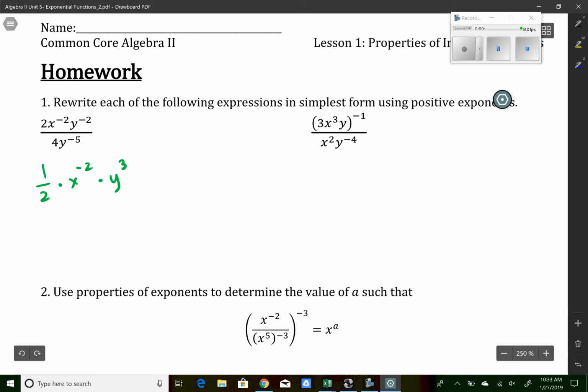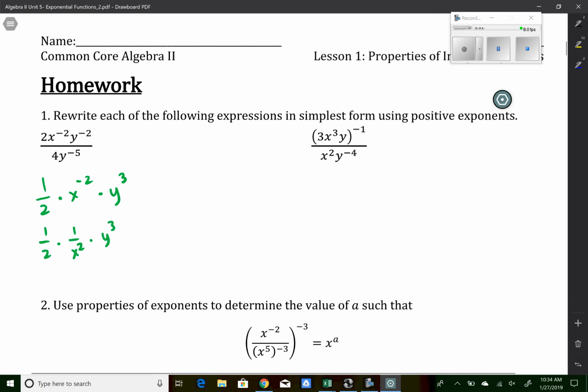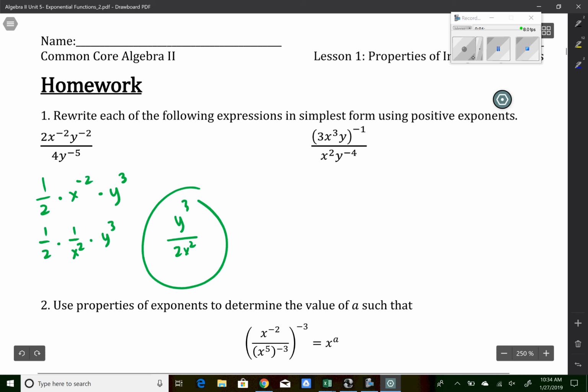Then I have to look at things that are negative exponents and kind of take their reciprocal. So 1/2 is going to stay. X to the negative 2 is going to become 1 over x to the 2, because to make it positive, we just take its reciprocal. Then we write our final answer here by putting everything up top. So 1 times y to the third is y to the third. 2 times x squared is 2x squared. And there's your final answer.